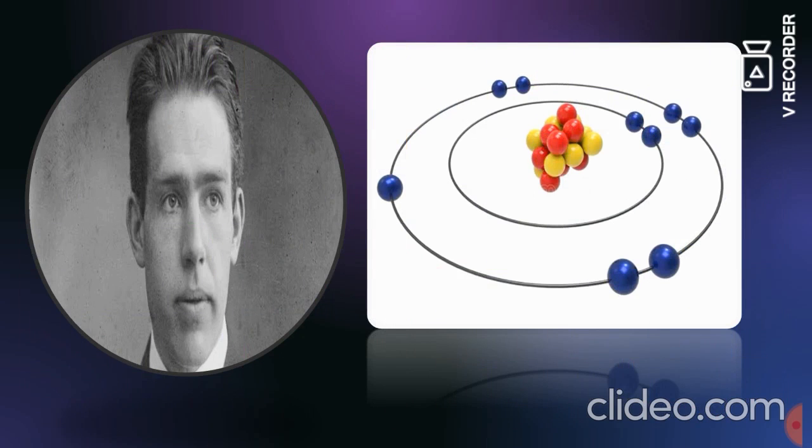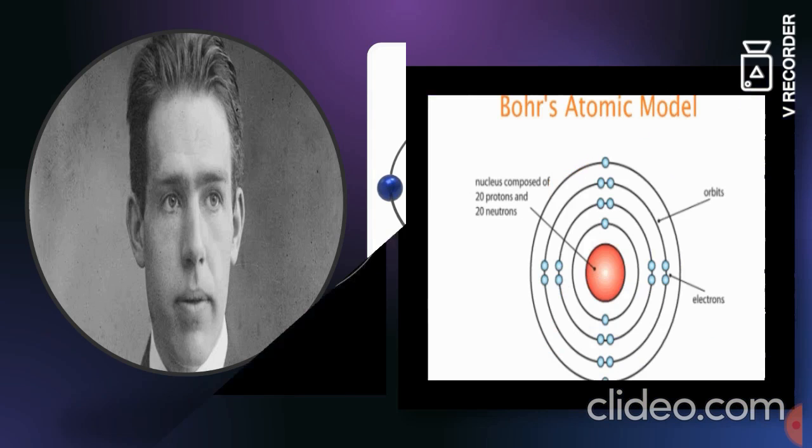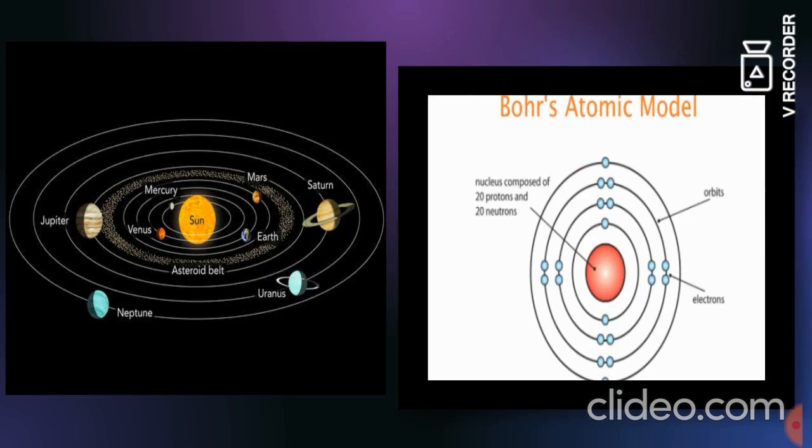In 1913, Niels Bohr, a scientist, represented the atomic model. So here you can see the atomic model. He says that electrons revolve around the nucleus in a circular orbit, just like the planets revolve around the sun. As planets revolve around the sun, similarly the electron will revolve around the nucleus. This was said by the scientist Niels Bohr in the year 1913.